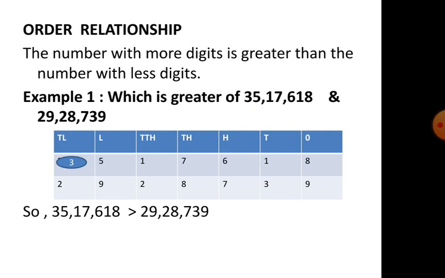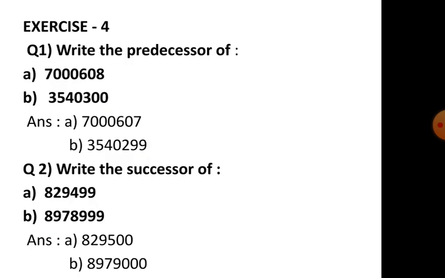Now as the number of digits in both numbers is the same, the first contains 1, 2, 3, 4, 5, 6, 7 digits. The next one also contains 7 digits. We will compare the 10 lakhs position first. The first one has 3 in the 10 lakhs place, but the next one has 2. Since 3 is greater than 2, the first number is greater than the second one. In this way we can find out which number is greater.